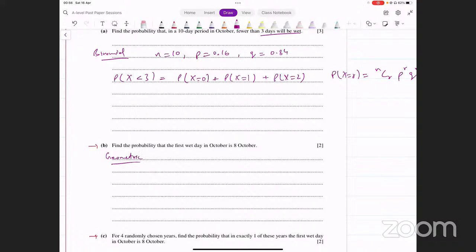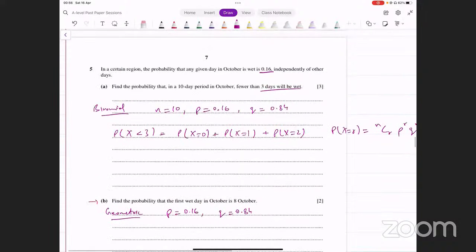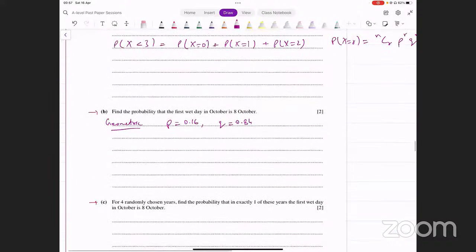अच्छा, geometric में आपको क्या चाहिए होता है? Probability of success. Success is the day being wet. That is 0.16. And failure is 0.84. कब से स्टार्ट किया हमने? अक्टूबर के बिल्कुल बिगिनिंग से. सो 8th अक्टूबर को आपकी फर्स्ट सक्सेस है. इसका मतलब क्या है? 7 फेलियर्स पहले. सो प्रोबेबिलिटी ऑफ x इक्वल्स 8.